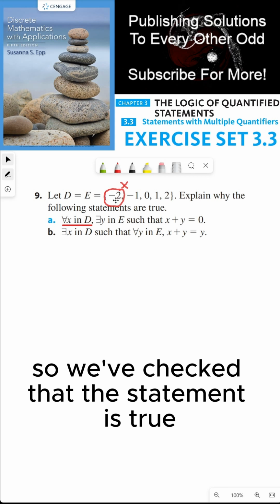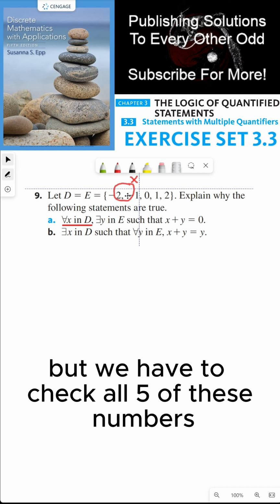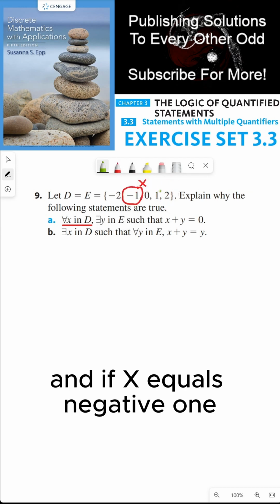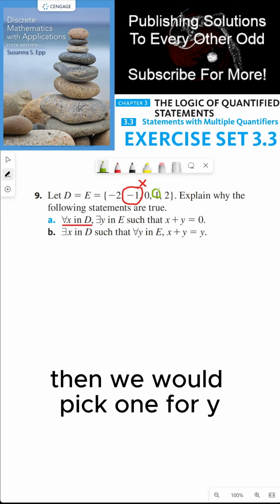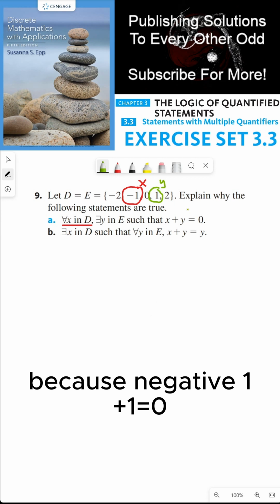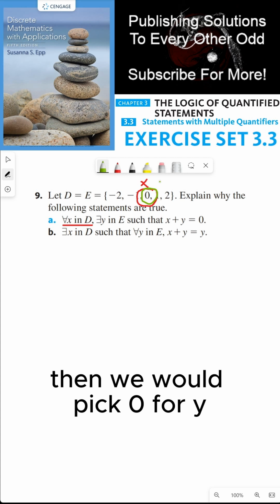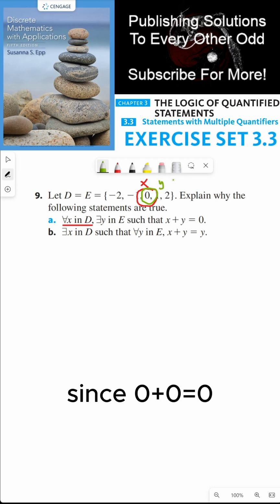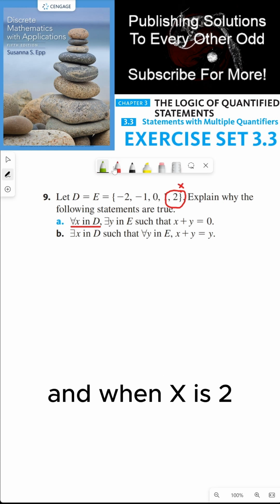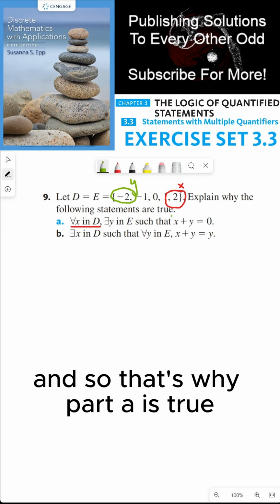So we've checked that the statement is true for when x equals -2, but we have to check all 5 of these numbers. And so let's now pick -1 for x. And if x equals -1, then we would pick 1 for y to show that the statement is true, because -1 plus 1 is 0. Now if x is 0, then we would pick 0 for y, since 0 plus 0 equals 0. And then when x is 1, we would pick -1 for y, and when x is 2, we would pick -2 for our y. And so that's why part A is true.